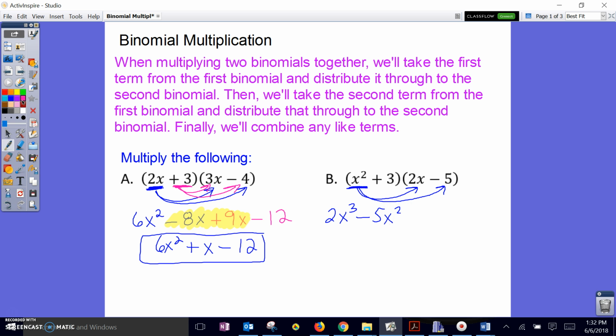And then I'm going to take the plus 3 and distribute that through to both terms in the second polynomial. So I've got plus 3 times 2x, gives me plus 6x. I've got plus 3 times minus 5, gives me minus 15. And I don't have any like terms to combine here, and so this is my final answer that I get when I multiply those two binomials together. All right.